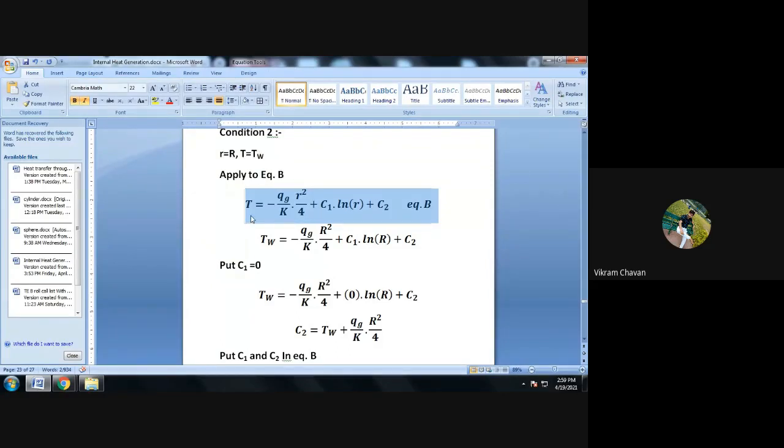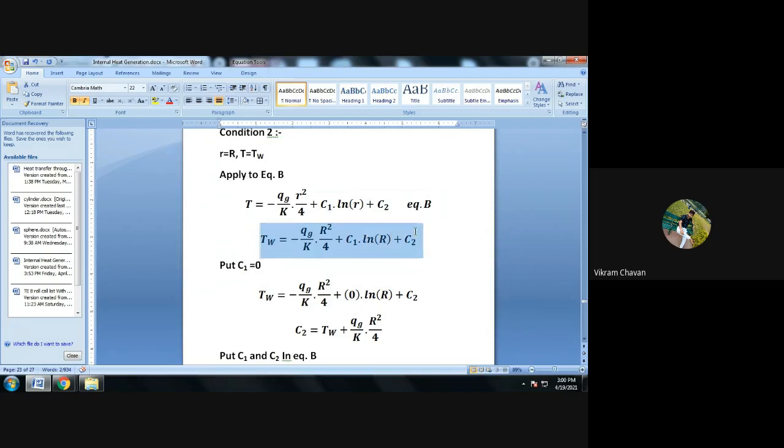Okay, so we have replaced T by T suffix W, which is equal to minus Qg divided by K multiplied by, here small r we have replaced with the capital R, that is R square divided by 4, plus C1 remaining as it is, multiplied by ln of capital R, plus C2. We'll get this equation.